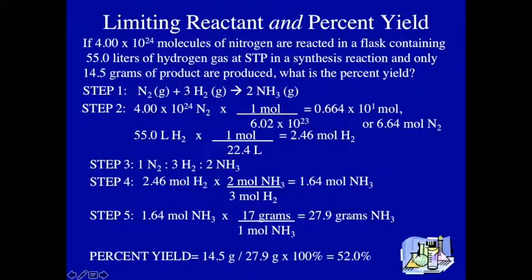So the percent yield would be the 14.5 grams, my actual yield as it's stated in the problem, divided by 27.9 grams, my theoretical yield that I just calculated from stoichiometry, times 100. I get 52.0% yield, which isn't terrible, but it's not great.